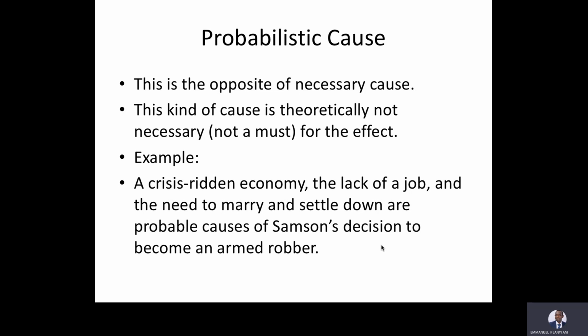And in this example, we're saying that a crisis within the economy, the lack of a job, and the need to marry caused Samson's decision to become an armed robber. Now, none of these causes is a necessary cause. Many of us also had all these factors. We passed through all these factors. We were raised up in a crisis within the economy. We lacked jobs. We needed to marry and settle down, but we had no money in our pockets. And yet, some of us didn't end up as armed robbers. And that is why we say they are probabilistic causes. They are opposites of necessary causes.